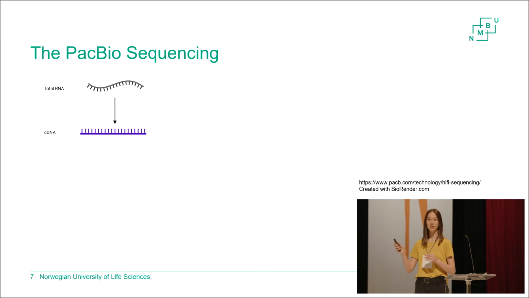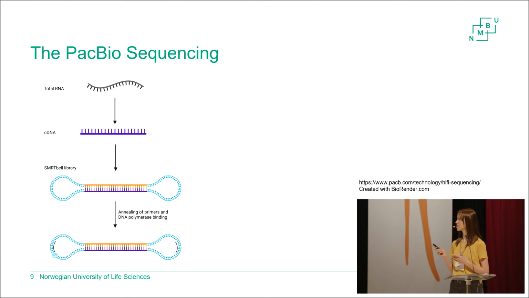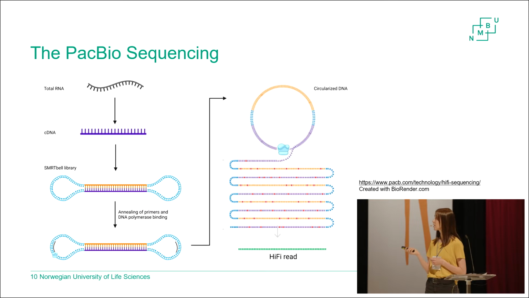And here's a short overview of the method. We start again with an RNA molecule, which is reverse transcribed into cDNA. It's prepared as a multiplexed library. Primers and DNA polymerase bind to the sequences. Molecules are further circularized and sequenced several times.